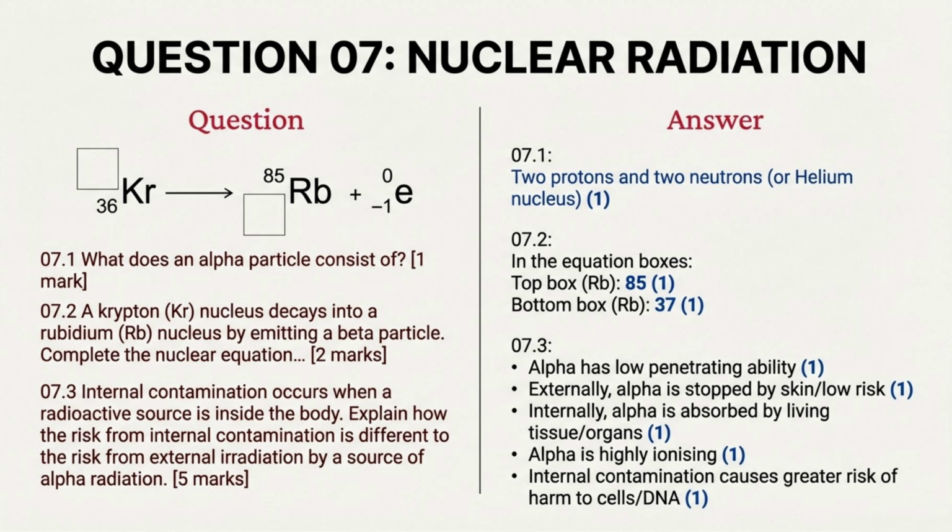But if it gets inside you? That's the internal contamination part. Inside, alpha is absorbed directly by living tissue and organs. And the key phrase here is that alpha is highly ionizing, meaning it strips electrons off atoms. Yes, which causes immense damage to cells and DNA. Therefore, internal contamination carries a far greater risk of harm.